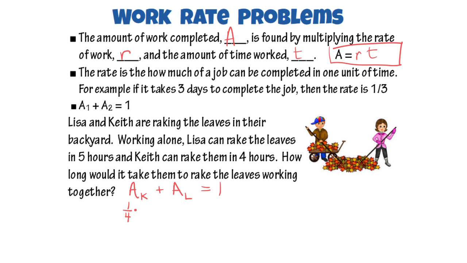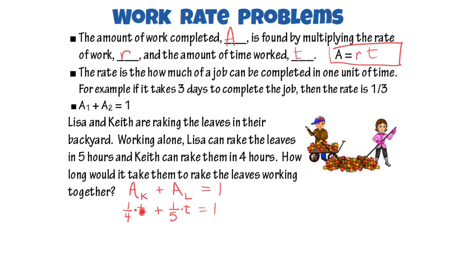Times, how long is he going to work? Well, we don't really know that. Isn't that the question? How long will it take them? All right, so his time is T. Plus, now let's do it with Lisa. Lisa can do it by herself in 5 hours, so that makes her rate 1/5. Now she is working right alongside Keith the whole time until the job's done, so she's working the same amount of time that Keith did. Equals 1. Now the next thing I would do is take these T's, look at them like they're a T over 1, and pop them up to the top.